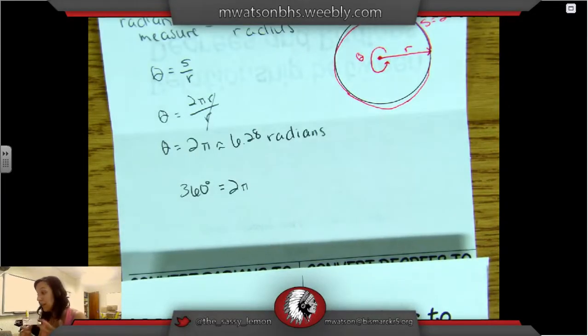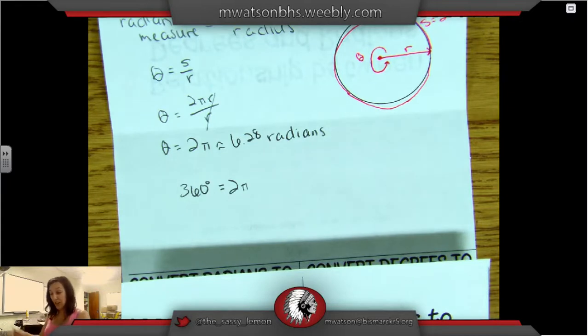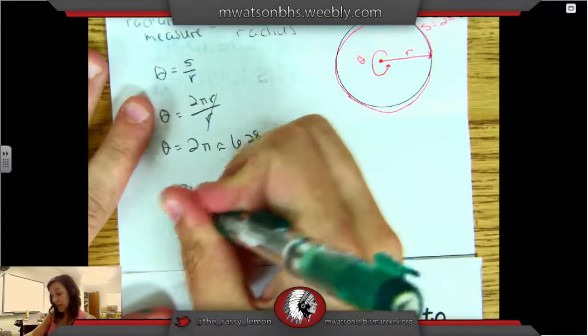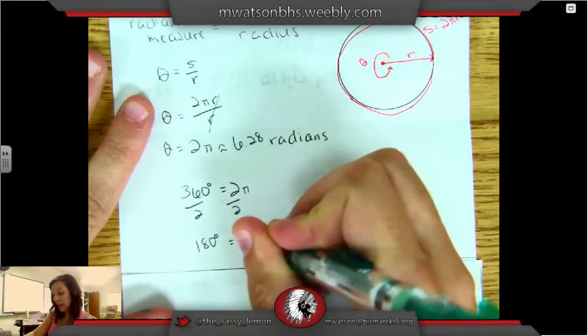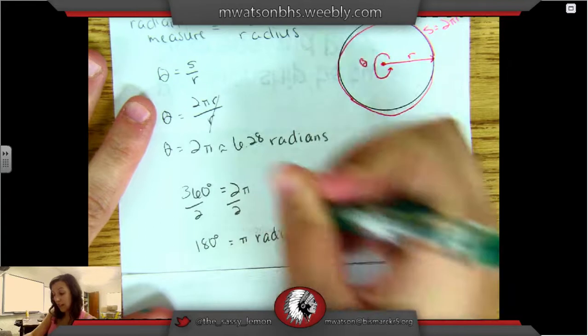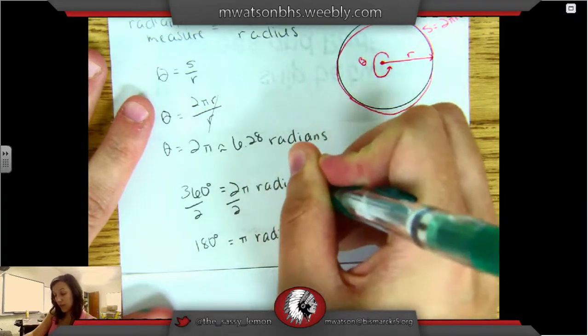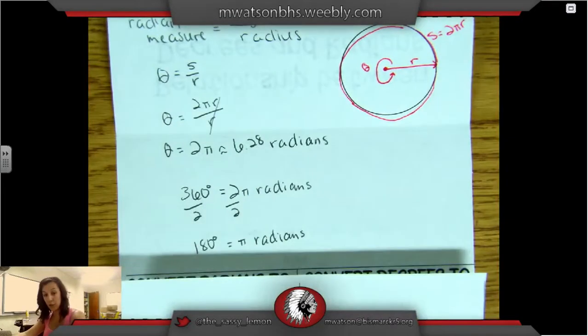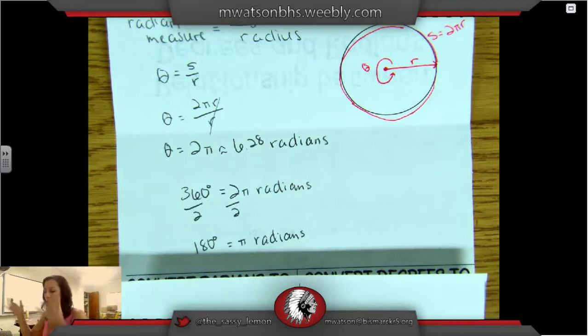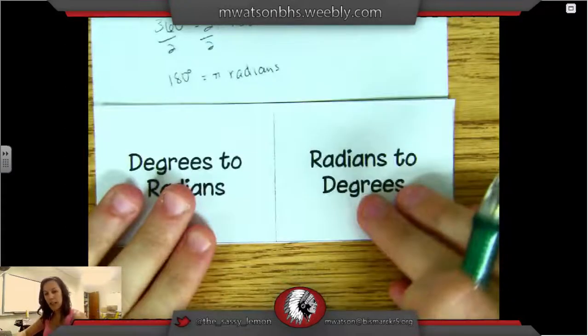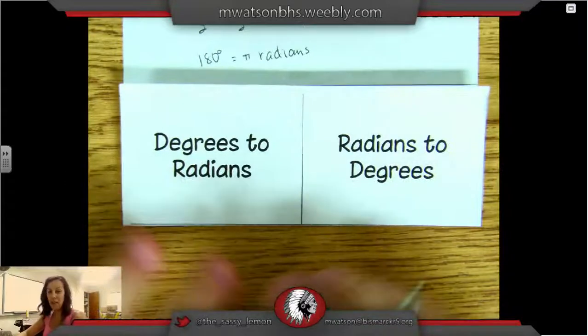That means that we can figure out conversions. We can convert all the things we know in degrees into radians. So we could divide by 2 on both sides, and we would know that 180 degrees equals pi radians. And remember, pi just stands for 3.14. So that's the challenging part, figuring out how mathematicians came up with this. But now converting just comes down to math and being organized.